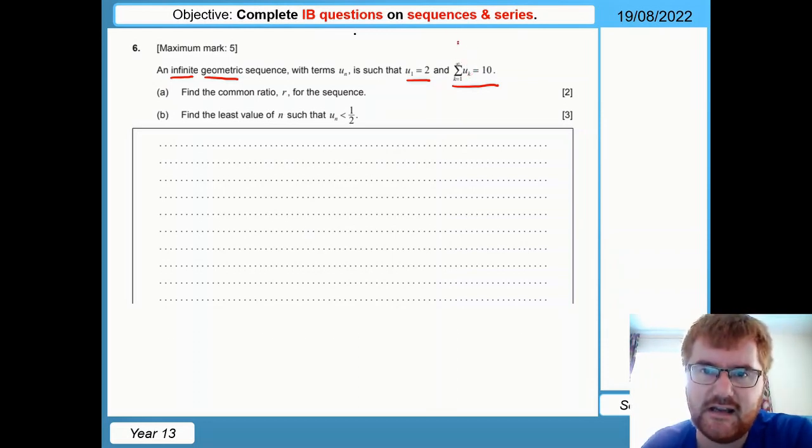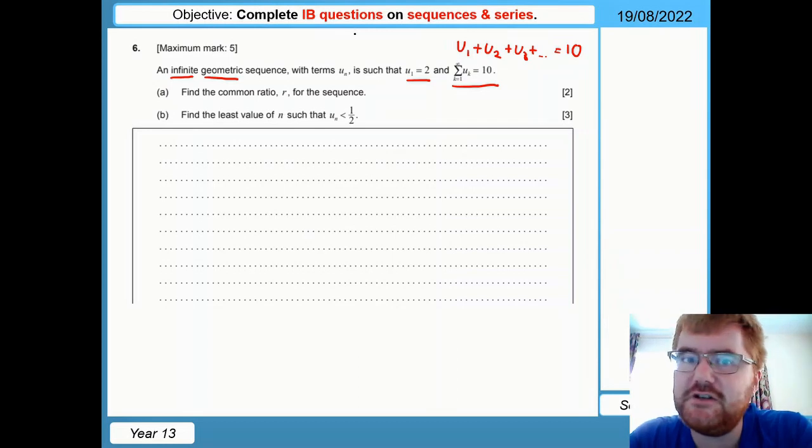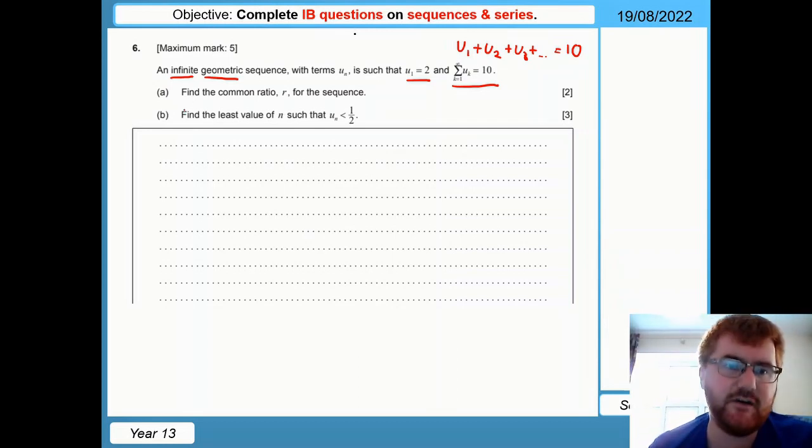So what this is saying in real English is u1 plus u2 plus u3 up to infinity. This is equal to 10. So the sum of the infinite series is equal to 10. And from the information given, we need to work out the common ratio R for the sequence. So that's going to be our first question for 2 marks.